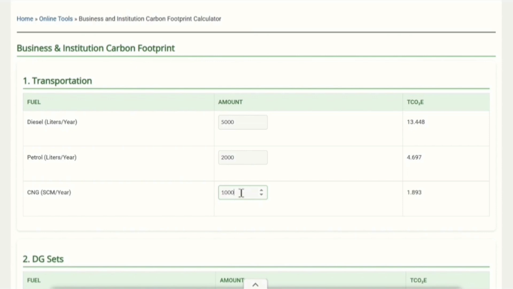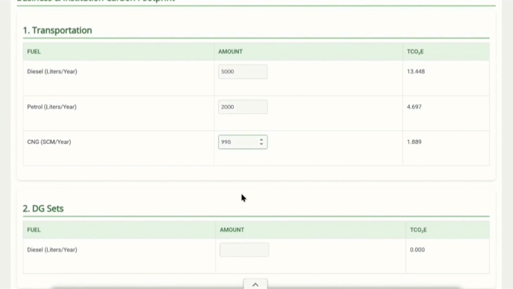Next is the DG set section. This captures emissions from diesel generators. Here you simply input the amount of diesel consumed in liters per year. Let's say 300 liters per year.